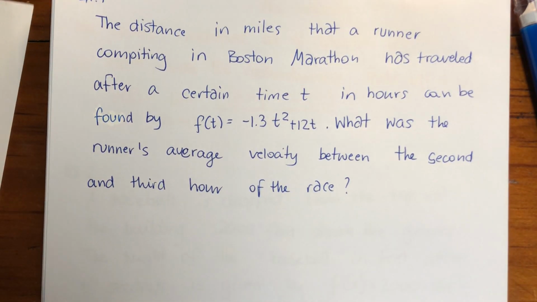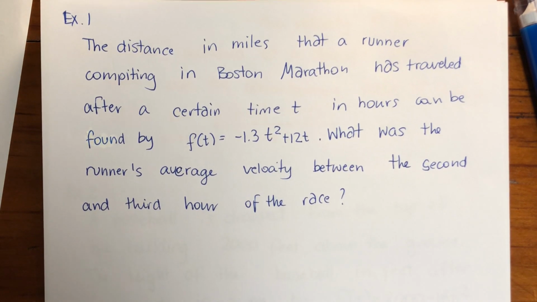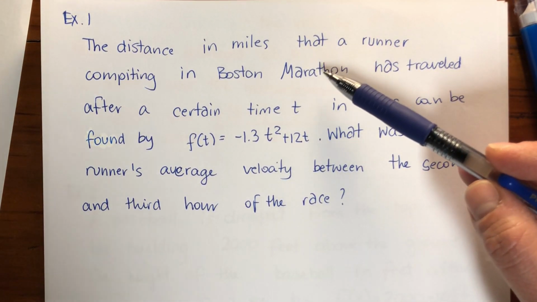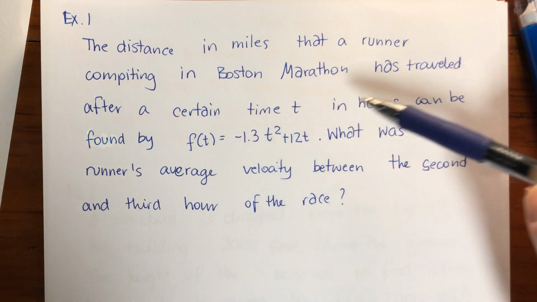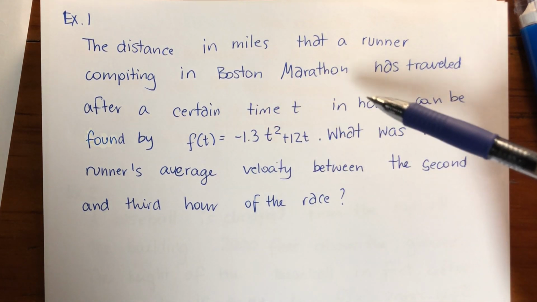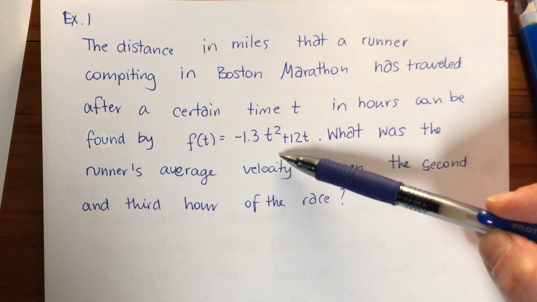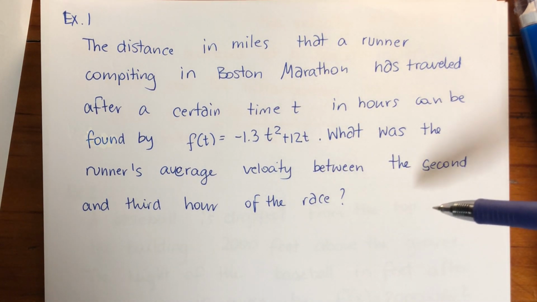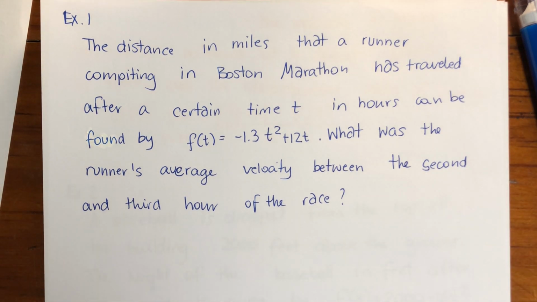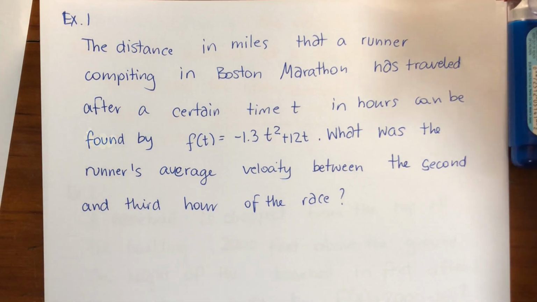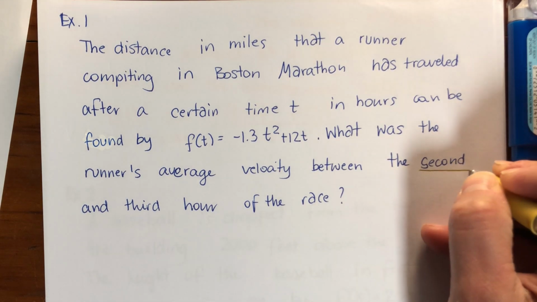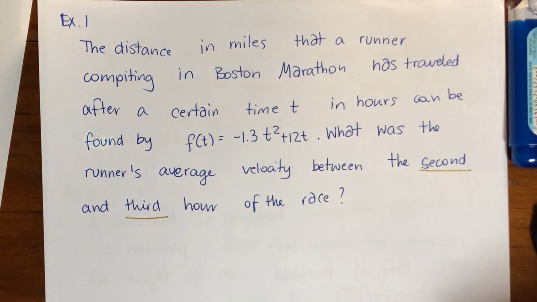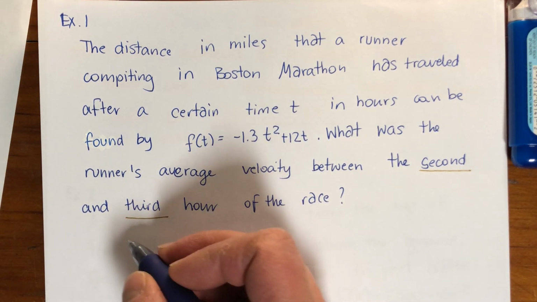So the first example is about the distance in miles that a runner competing in the Boston Marathon has traveled after a certain time t in hours, which can be found using this equation. What was the runner's average velocity between the second and the third hour of the race? We could graph it, maybe, possibly, but I am not going to. I am just going to think about this for a second.